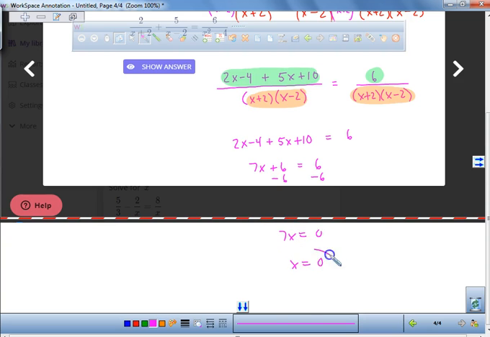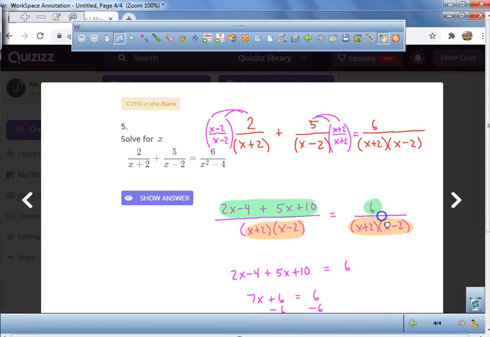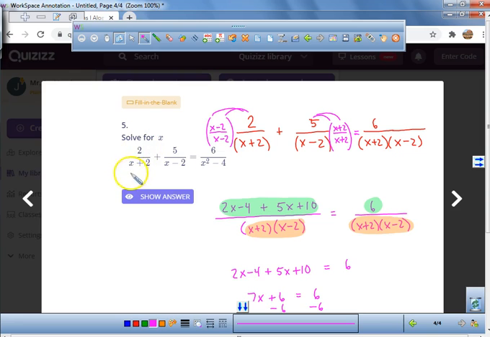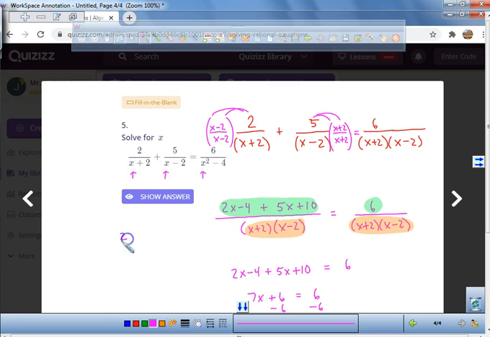X equals 0? Really? All that work for 0? Well, let's see if it works. You know what? Why not? Let's just plug it in and see if it works. Plug in a 0, plug in a 0, and we'll plug in a 0. Okay, so here we go. We plug in a 0, we get 2 over 2, plus, we plug in a 0, and we get negative 5 over 2. Okay? We plug in a 0 here, we get 6 over negative 4.